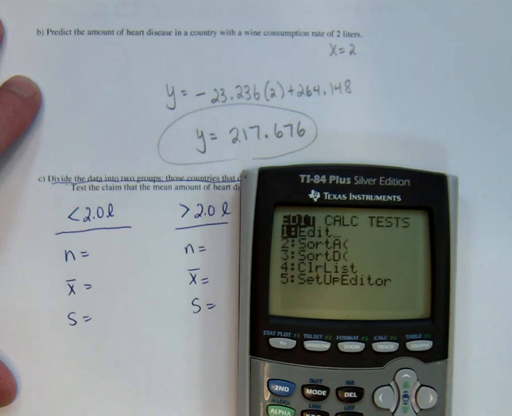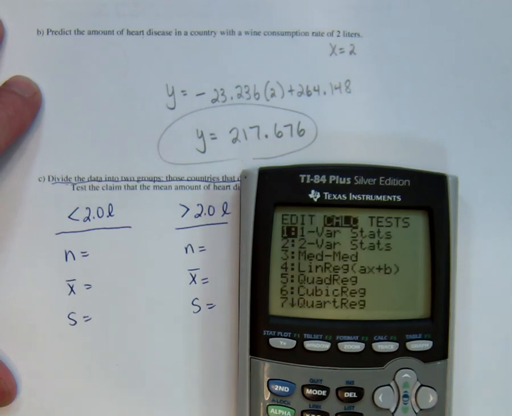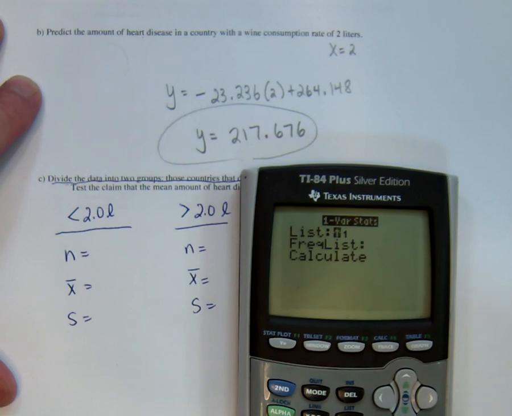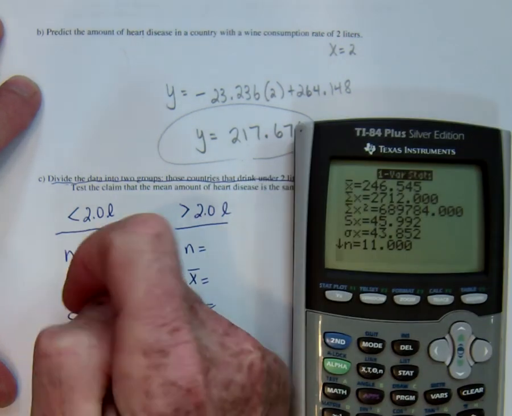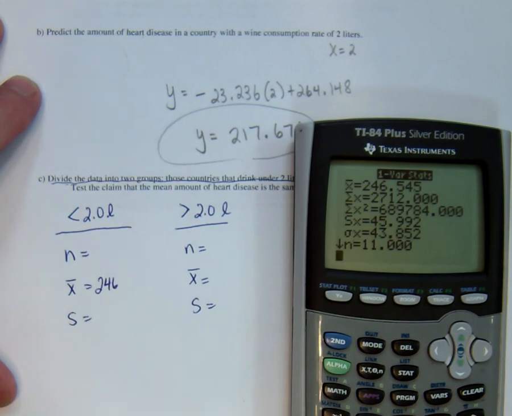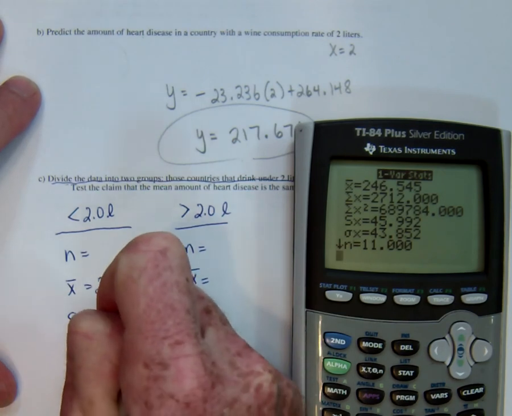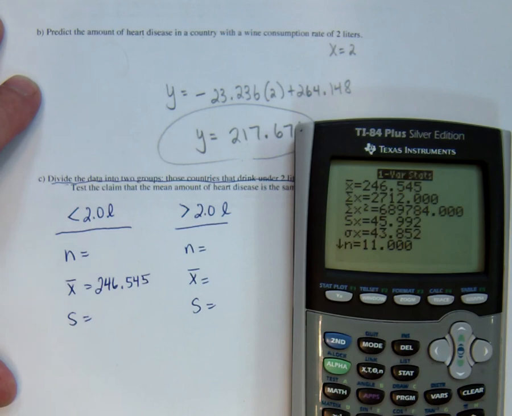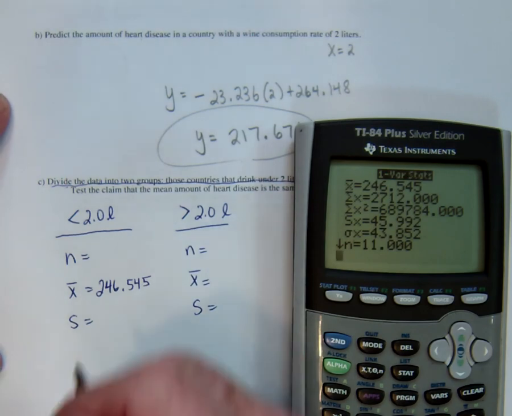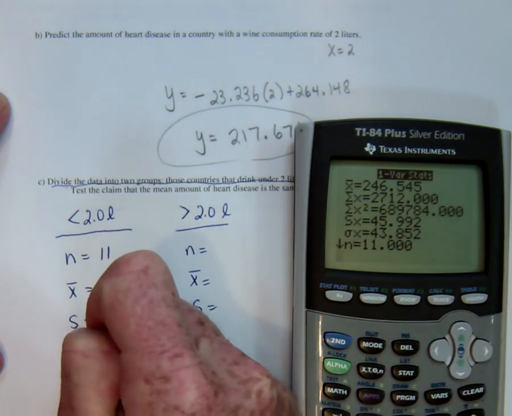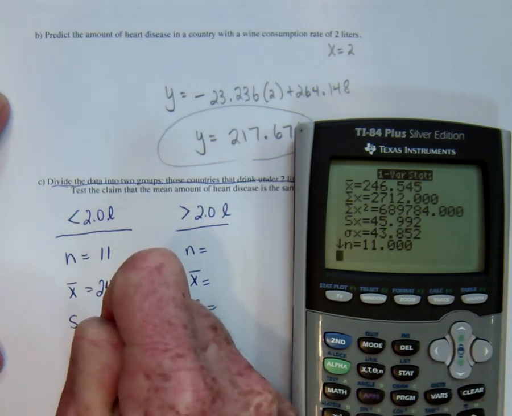So go to stat, calculate the one variable statistics, and now I need to tell it second, list 3. Okay, so the average is 246.545. The sample size is 11. The standard deviation is 45.992.